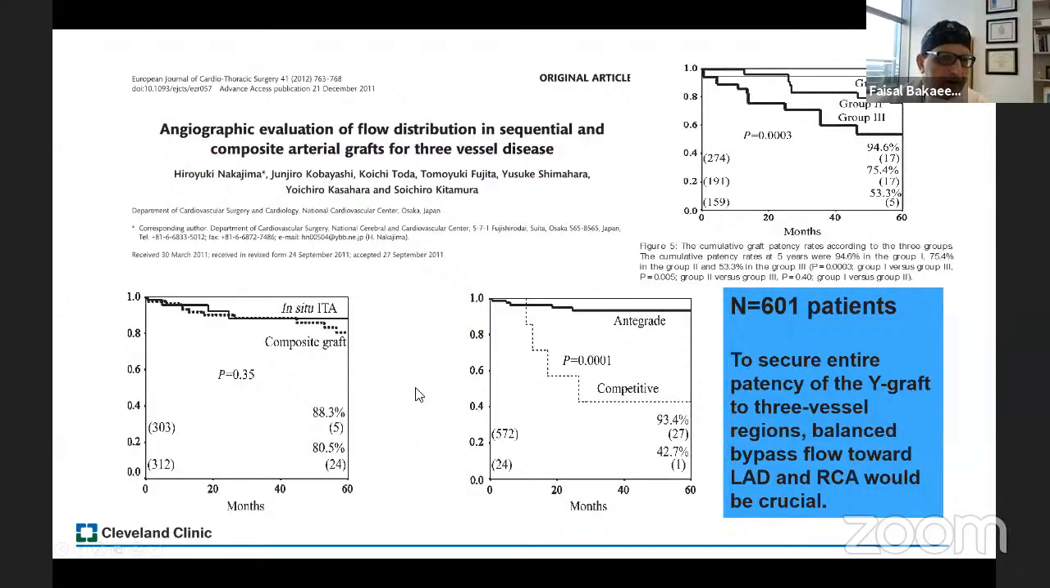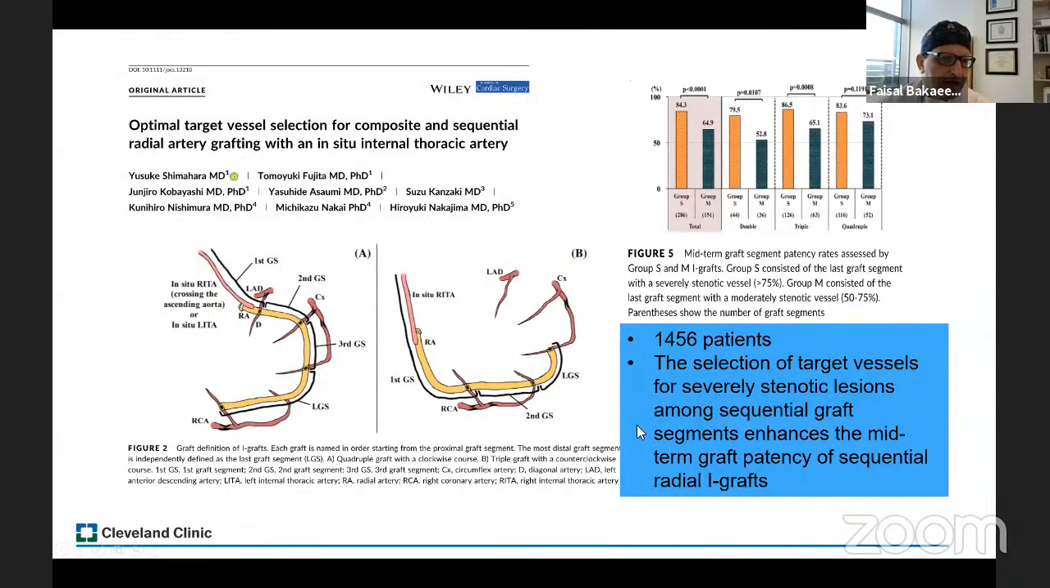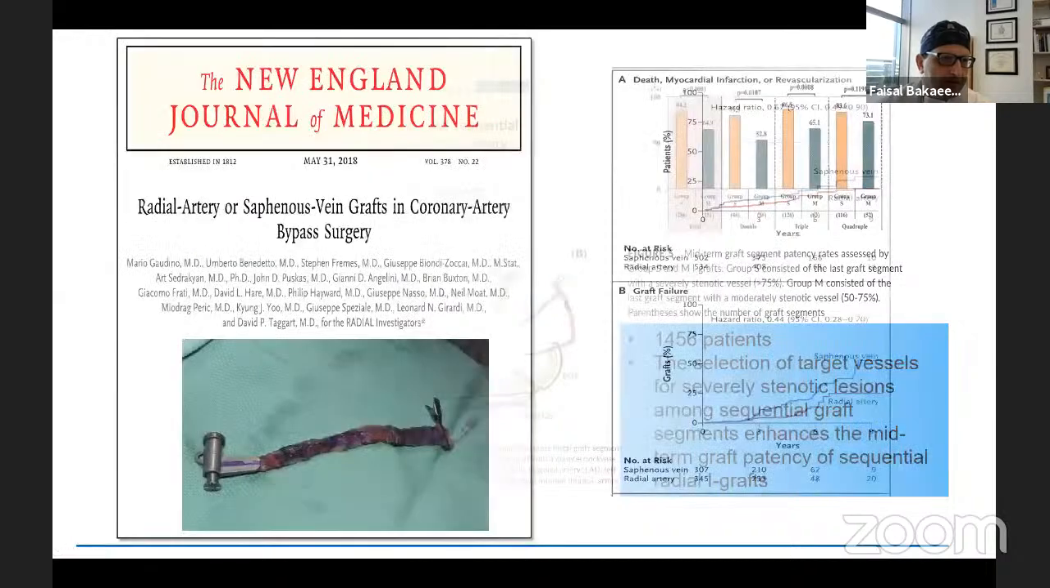This is also another study that shows the importance of competitive flow and balanced flow from Japan. I'm not going to spend time on it. This is kind of too involved. But again, that last segment should be severely narrowed, the target vessels. Otherwise, that last segment will go down.